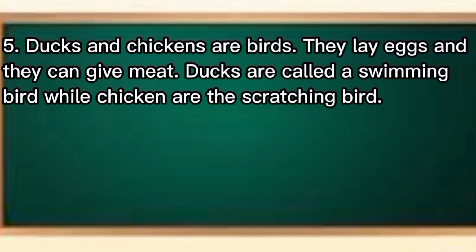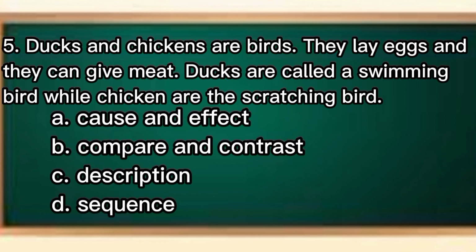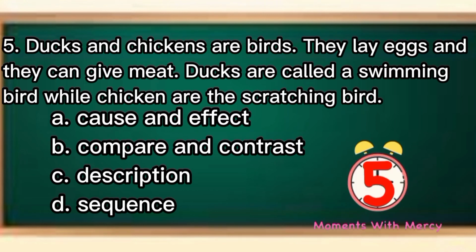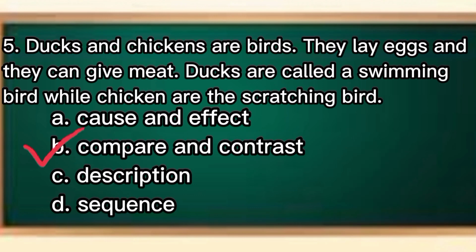Number 5. Ducks and chickens are birds. They lay eggs and give meat. Ducks are called a swimming bird, while chickens are the scratching bird. A. Cause and effect. B. Compare and contrast. C. Description. D. Sequence. What is your answer? Very good. The answer is letter B, compare and contrast.